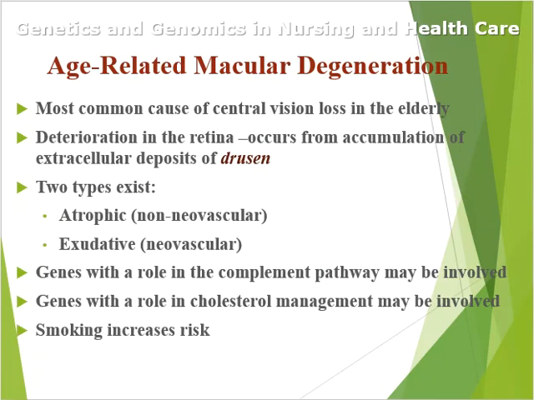Okay, age-related macular degeneration is the most common cause of central vision loss in the elderly. There's deterioration in the retina, which occurs from accumulation of extracellular deposits of drusen. There are 2 types that exist: atrophic or non-neovascular, and exudative or neovascular. So the genes with a role in the complement pathway may be involved here in the development of macular degeneration. Genes with a role in cholesterol management may also be involved, and smoking increases the risk for macular degeneration.